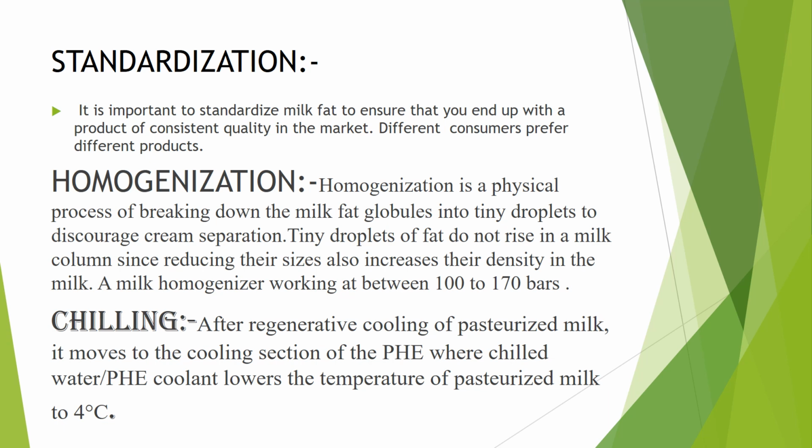Homogenization is a physical process of breakdown of the milk fat globules into tiny droplets to discourage cream separation. Tiny droplets of fat do not rise in a milk column, since reducing their sizes also increases their density in the milk. A milk homogenizer works at between 100 to 170 bars pressure.